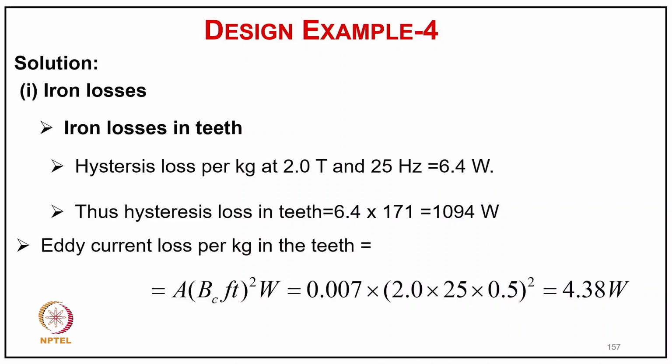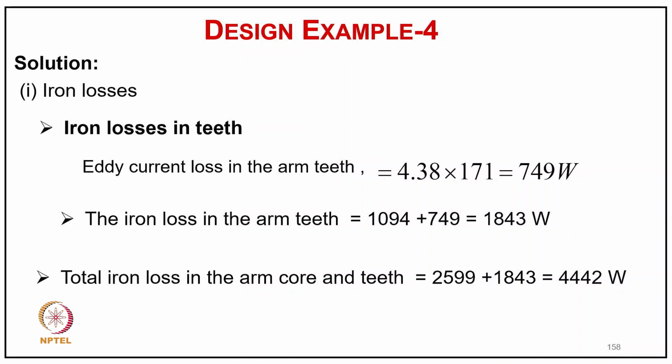6.4 into the weight 171 kg, that comes to 1094 watt. The eddy current loss per kg in the teeth is equal to A B² C F² T² watt, and putting in the values it comes to 4.38 watt. Eddy current loss in the armature teeth, finally multiplying by the weight, comes to 749 watt, and adding both, the loss in the armature teeth comes to 1843. Total iron loss in the teeth, adding further with that, comes to 4442 watt.